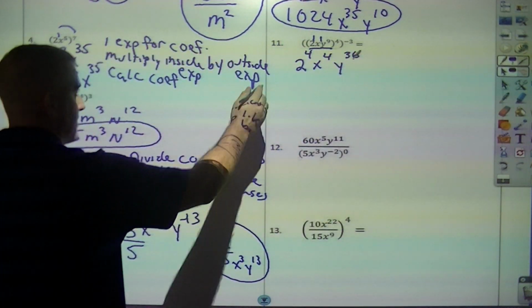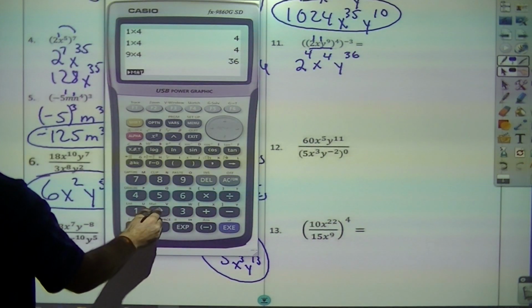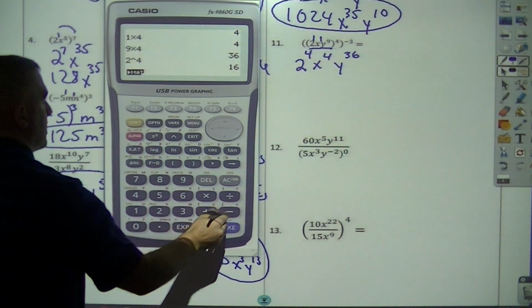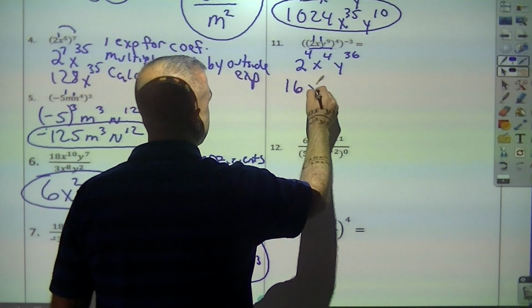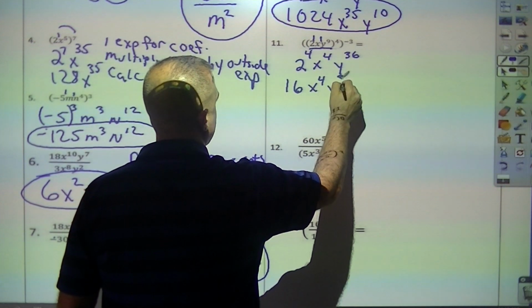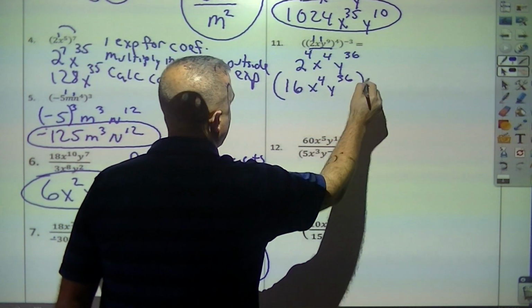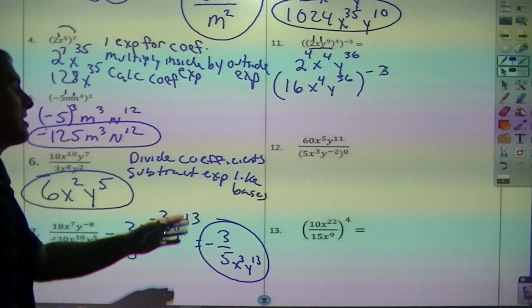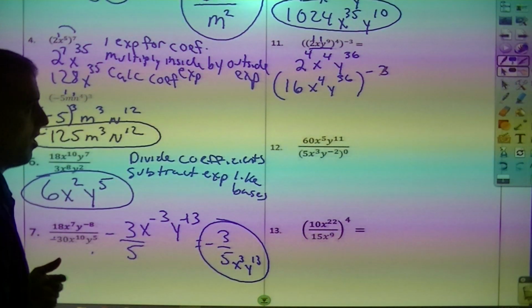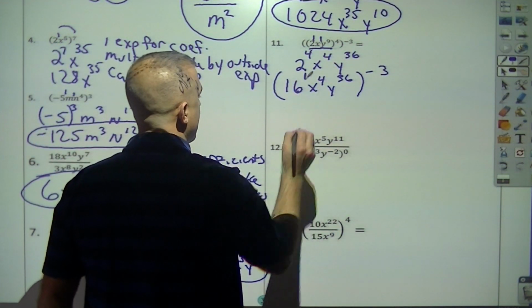The next step is to calculate the coefficient. 2 exponent 4 gives me 16. So 16x to the 4th, y to the 36th. Now I have to apply that to the negative 3. So I'm going to take that result, and it's like I'm starting the power rule all over again. I got to put a 1 right here.